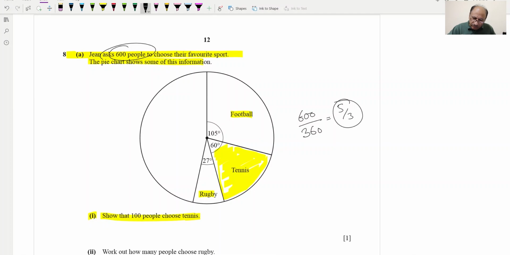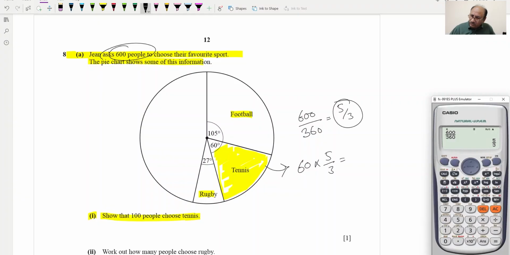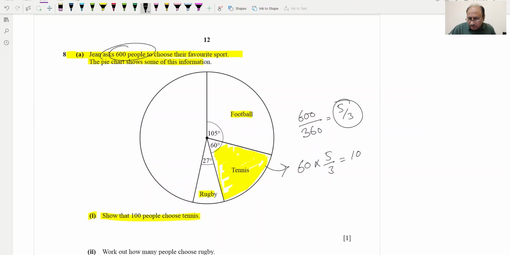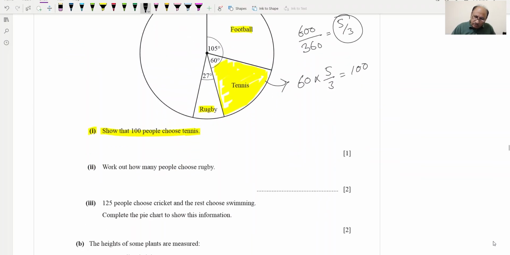Now for tennis, we have 60 degrees. So it will be 60 multiplied by 5 by 3, and 5 by 3 is already there. So 60 multiplied by this will be 100. And this is basically a 1 mark question. So we can write here 60 into 5 by 3 is equal to 100. This is what we have shown, a 1 mark question.